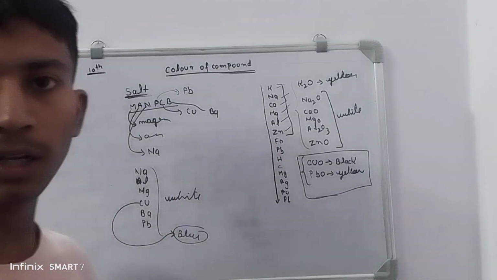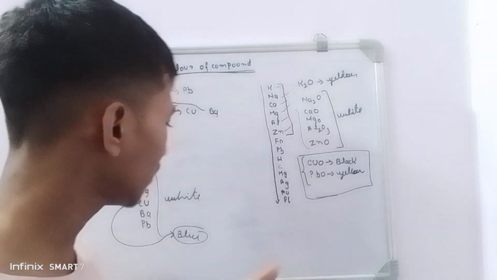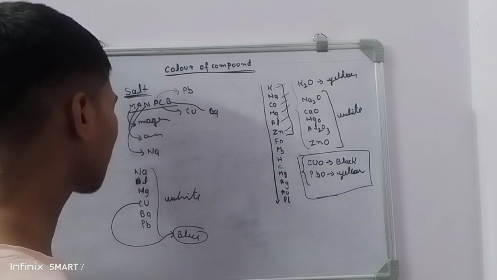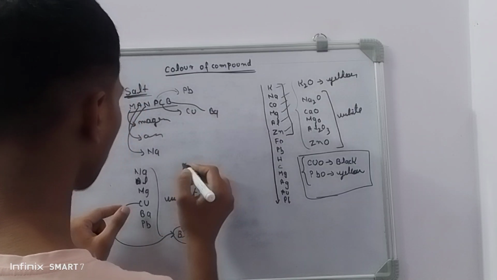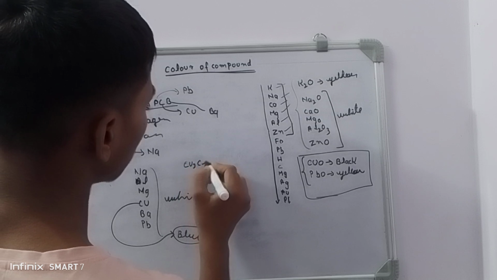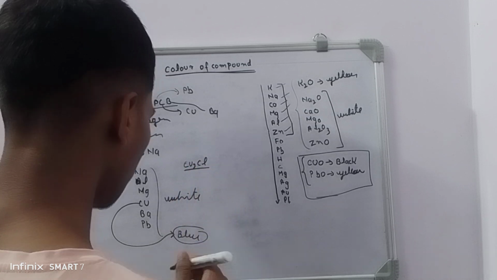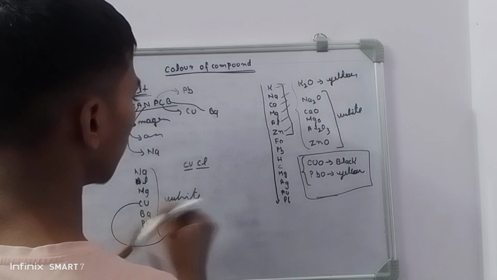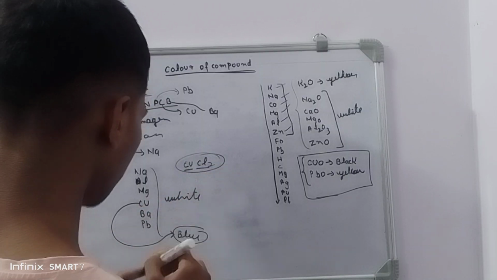And if you know how to write chemical formulas, then you will write the chemical formula of these also. Like if I am writing the chloride of copper, you will write here CuCl2. So like this you could remember, and like this you could learn to write the formula.